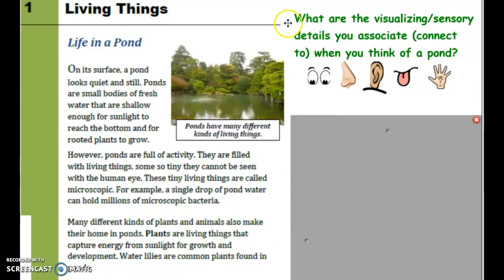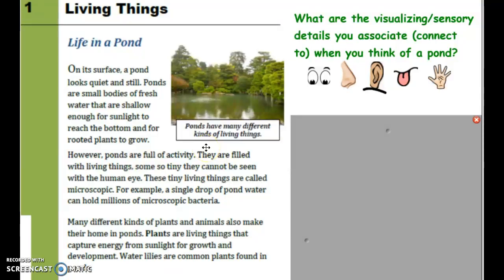page 4, subtitles, this says living things, and then we have life in a pond. And over here it asks us, what are you visualizing, right? What are you picturing in your mind? What sensory details do you associate with when you think of a pond? I have to say, I think it's sometimes a little bit smelly. So maybe this one. Okay, let's start to read.